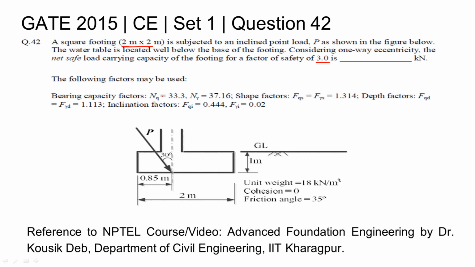Bearing capacity factors given are Nq 33.3 and N gamma 37.16. Shape factors Fqs and F gamma s: F gamma s is 1.314. Depth factor F gamma d equals 1.113. Inclination factors Fqi 0.444, F gamma i 0.02.